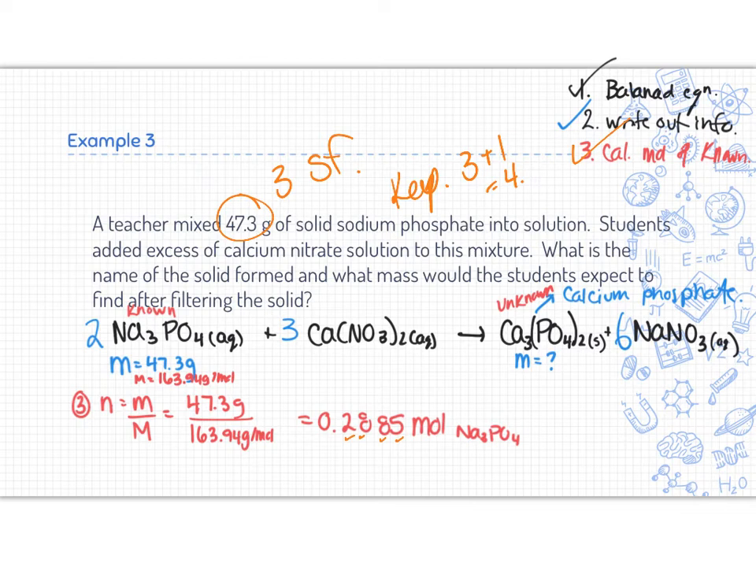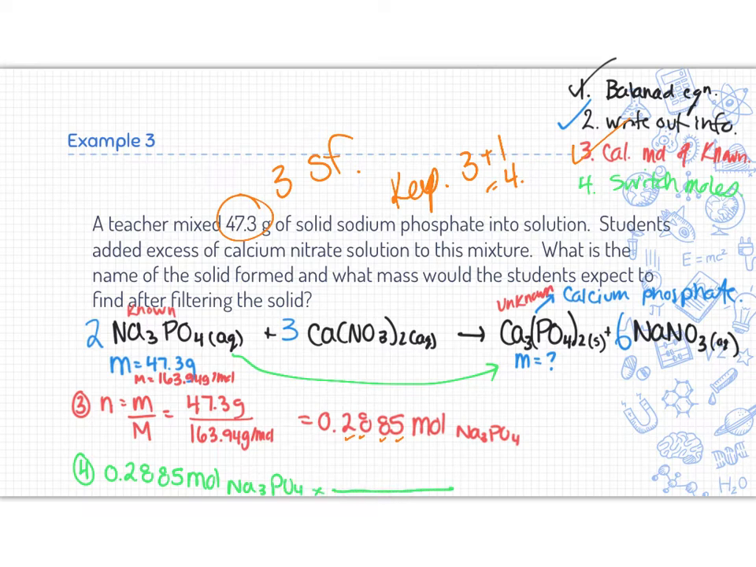From there, we need to switch moles. That is really hard to read, sorry. So we need to go from moles of sodium phosphate to moles of our unknown calcium phosphate. This is using our mole ratio. So we're going to take the number we just calculated, 0.2885 moles of sodium phosphate, and we are going to multiply by our mole ratio. Moles of sodium phosphate need to go on the bottom because that's what we're trying to cancel. Moles of calcium phosphate go up top because that's what we're trying to find.